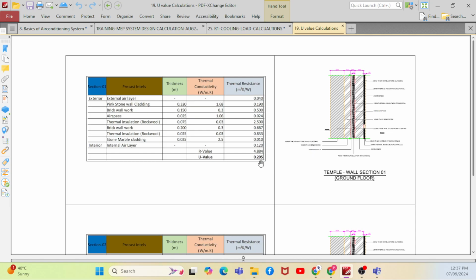You mean the sum of all these R values, yeah? Yes, the sum of all these R values, then 1 by the R value will give us the U value, the conductivity.